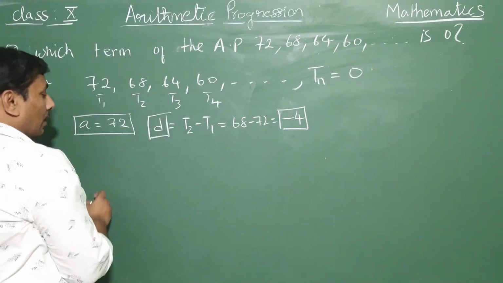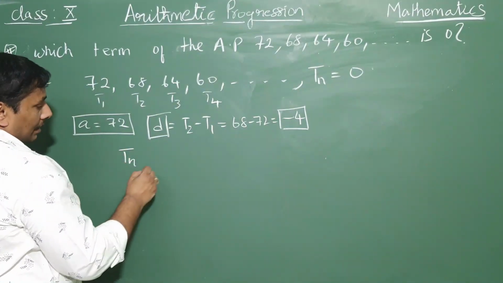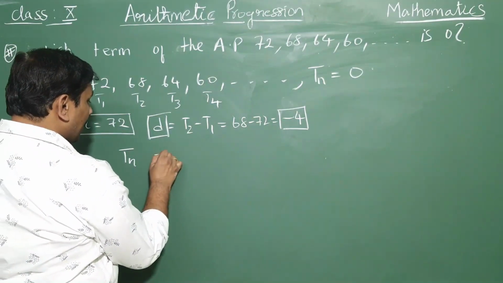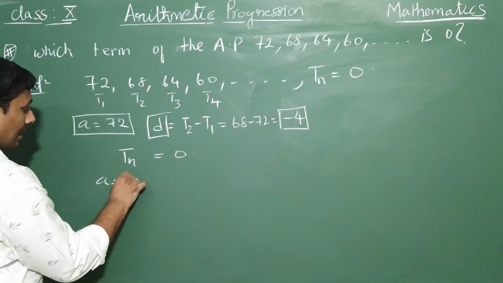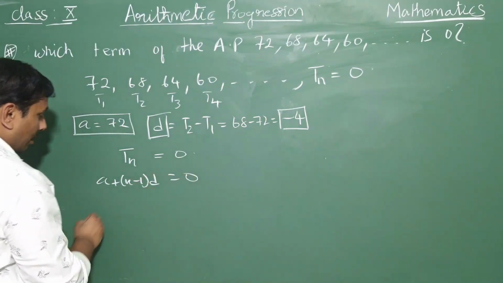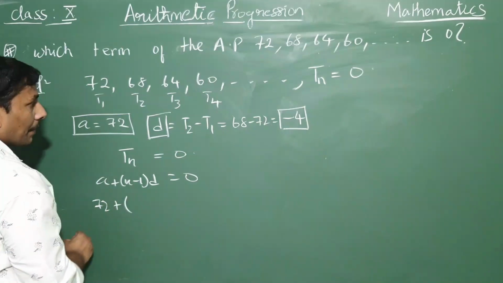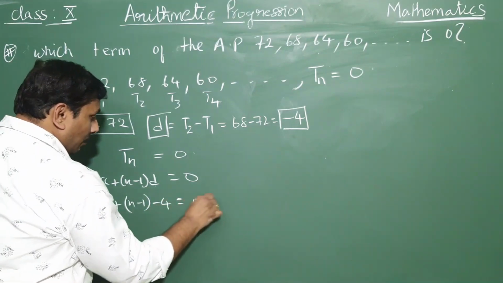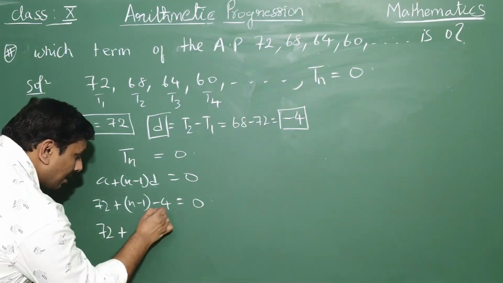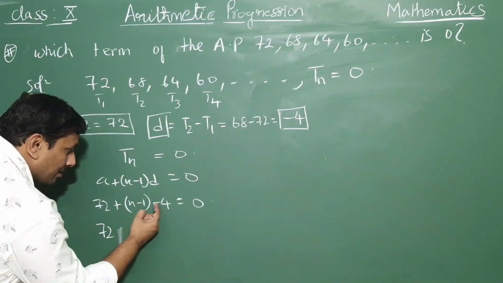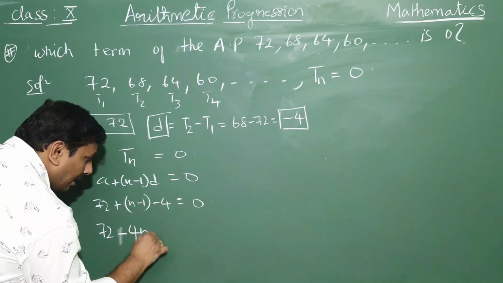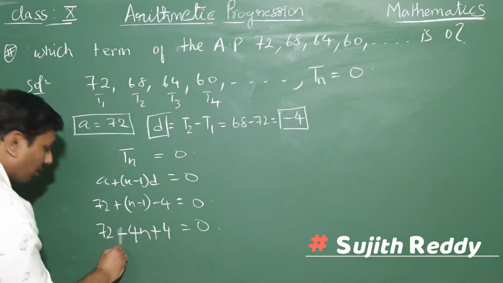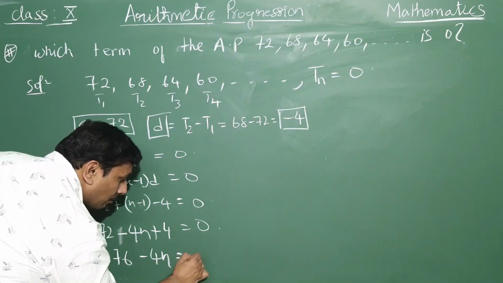Now we will use the Tn formula to find at which term we get 0. So let me write Tn is equal to 0. That is A plus n minus 1 into D is equal to 0. That is 72 plus n minus 1 into D, which is minus 4, equal to 0. So 72 plus, multiplying plus into minus is minus, n into 4 is 4n, minus into minus is plus 4, is equal to 0. 72 plus 4 is 76, minus 4n is equal to 0.